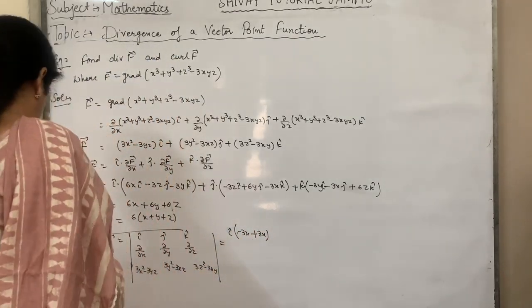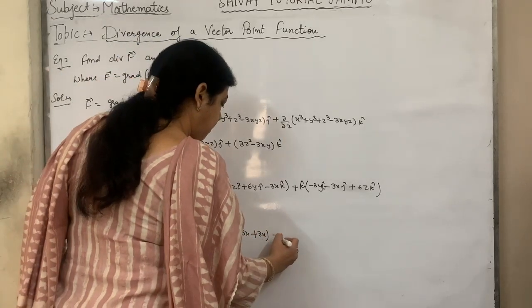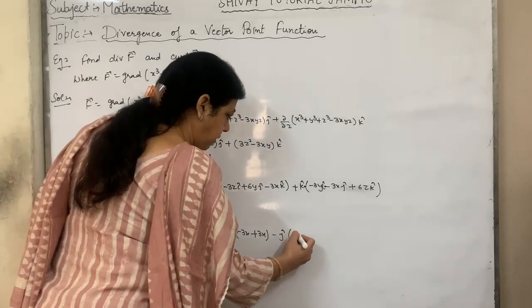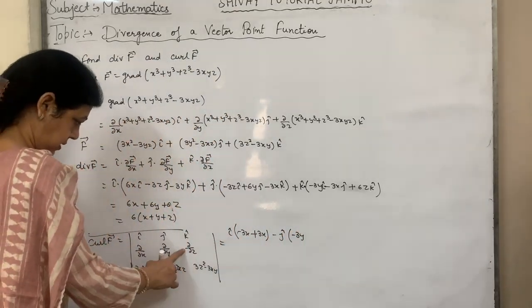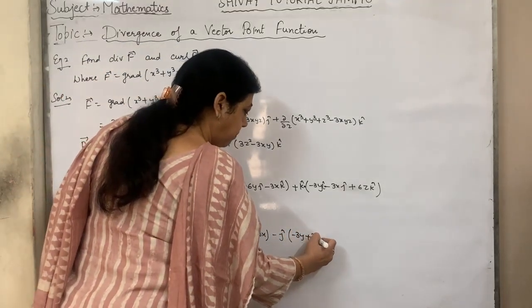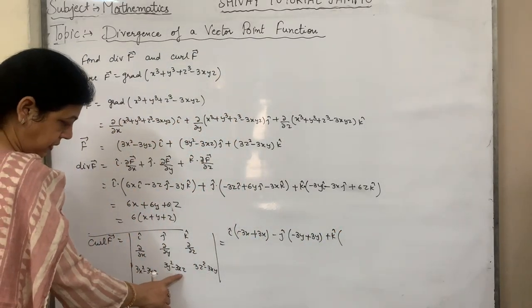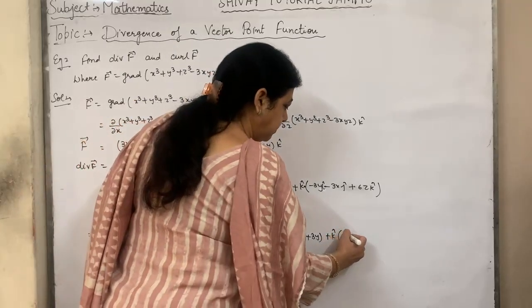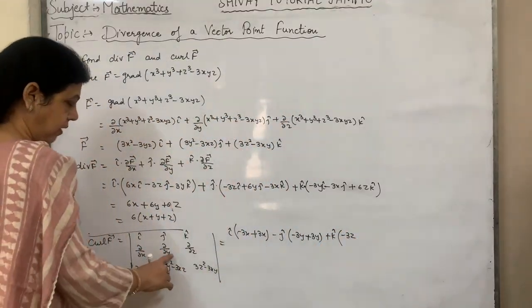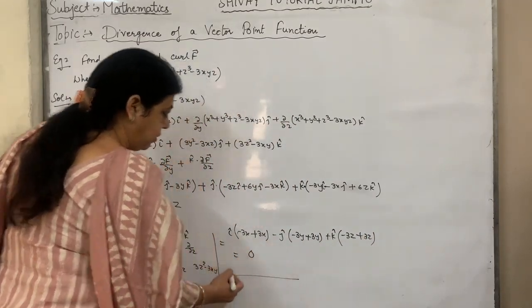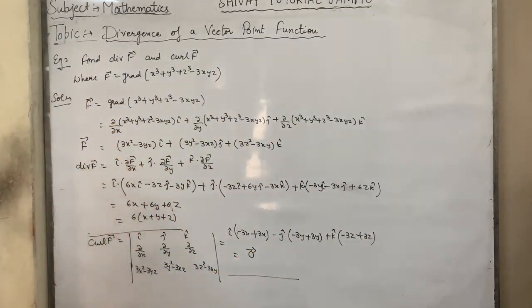Clear? With j, minus j. With x, I will get minus 3y. Now with z, plus 3y, plus k. Differentiate this with respect to x, we will get minus 3z. And this with y, I will get plus 3z. And it will become 0. Okay? 0 vector. So curl is a 0 vector and div is 6(x plus y plus z).